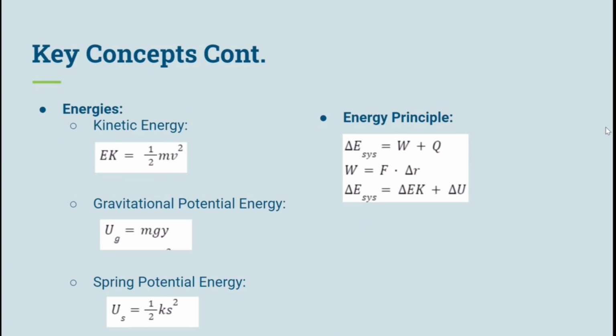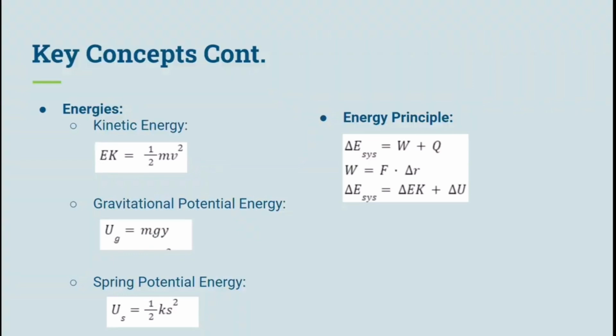Moving on, the other key principles for this lab are the energies of the system. First, the kinetic energy is 1/2 times mass times velocity squared. The gravitational energy is equal to the mass times the gravity constant times the length of y. Lastly, the spring potential energy is equal to 1/2 times the stiffness and the stretched length squared.